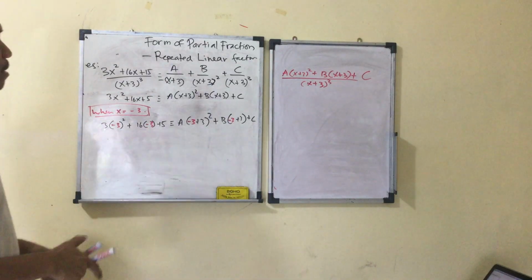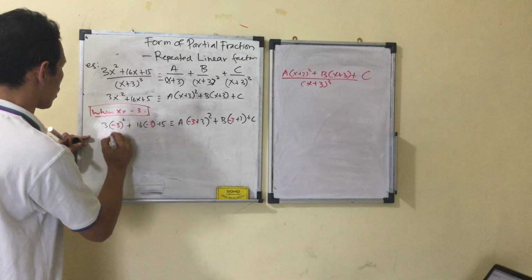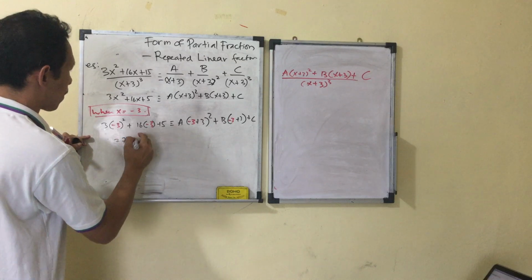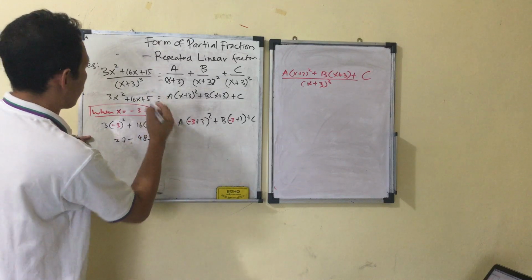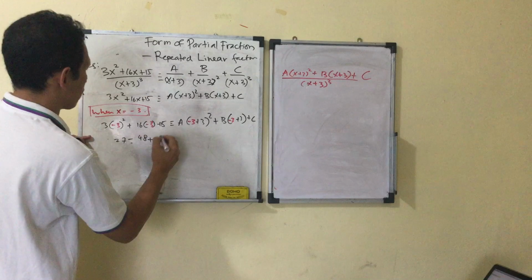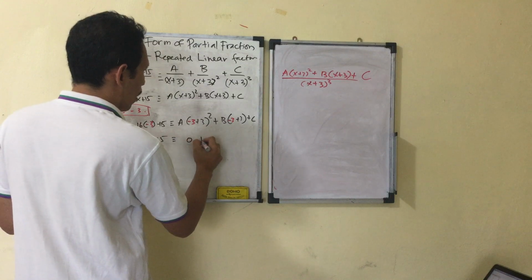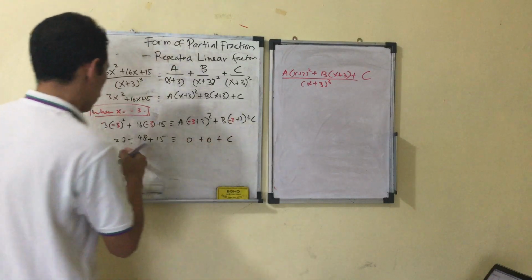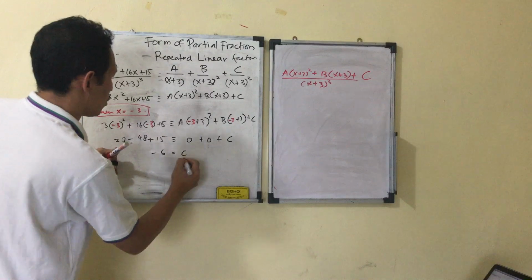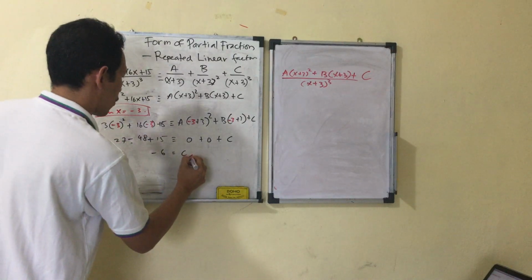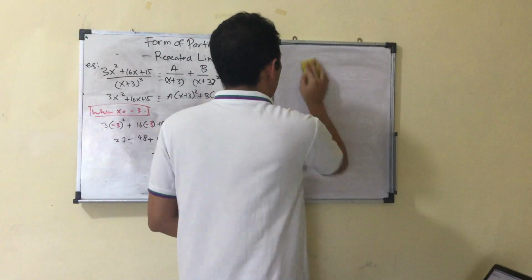So we can solve this equation: 3 times 9, which is 27, minus 3 plus 15. That is equivalent to a times 0, plus b times 0, plus c. So 27 minus 3 plus 15 gives 39, which means c is equal to 39.